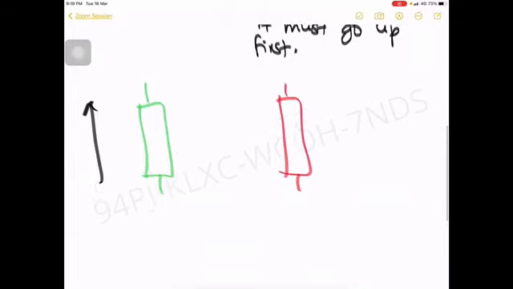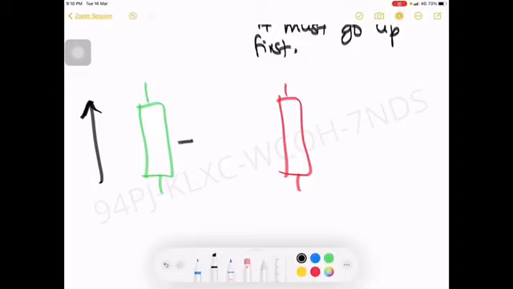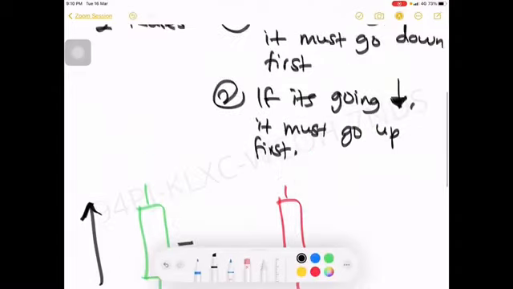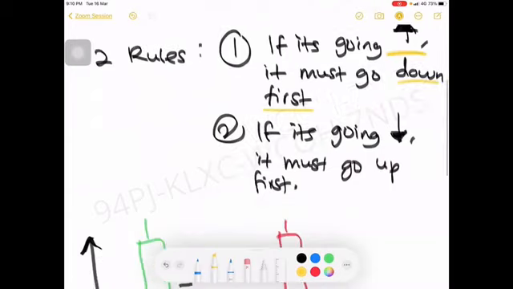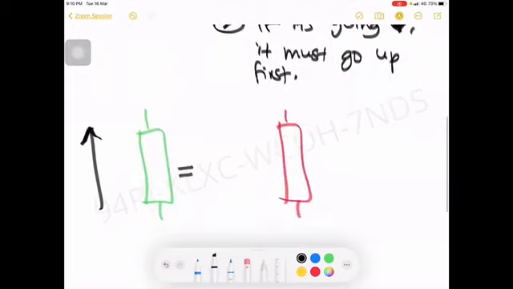Okay, so for a bullish candlestick, it means that the price is going upward, right? Remember the rules. If it wants to go up, it needs to go down first. So the open is going to be here. And then if it wants to go up, it needs to go to the low first, and then to the high, and then close right there.